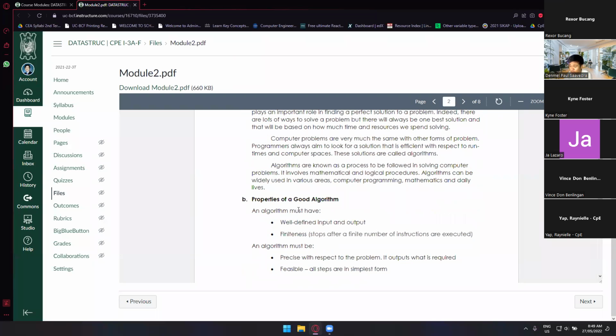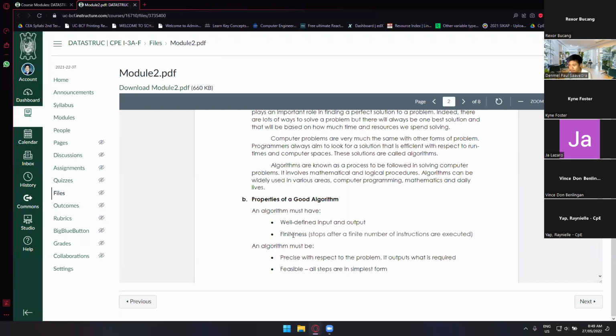The second one is properties of a good algorithm. This is what you must have in your program or code. You must have a well-defined input and output. And then you must have finiteness: it stops after a finite number of instructions are executed. So you don't want a for loop that will never end. It's okay if it ends after an hour, or 2 hours, as long as it stops. Then you can come up with another algorithm and check if it can solve that in a shorter span of time. That's what we mean by finiteness.